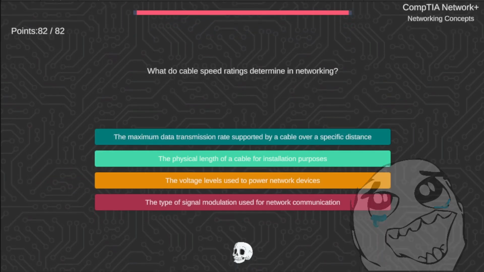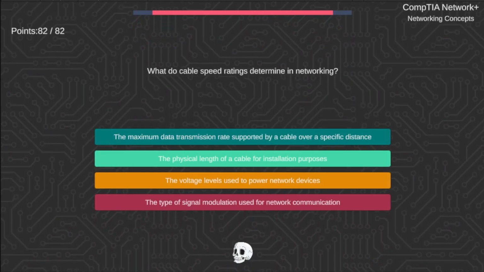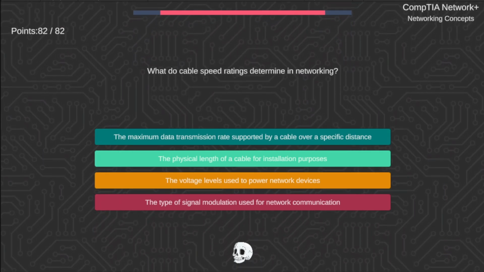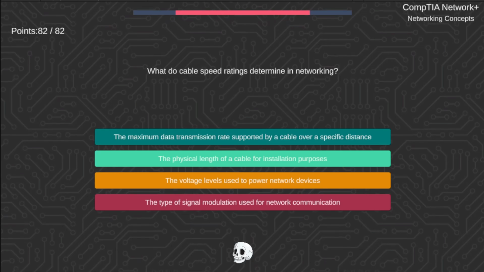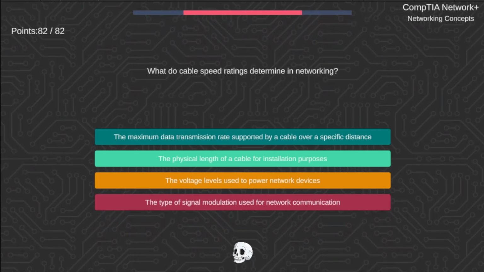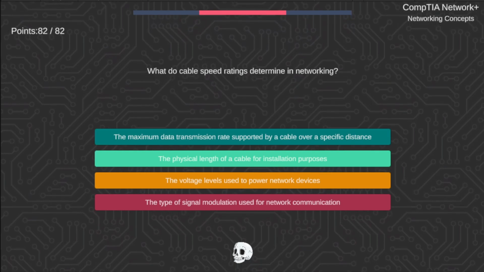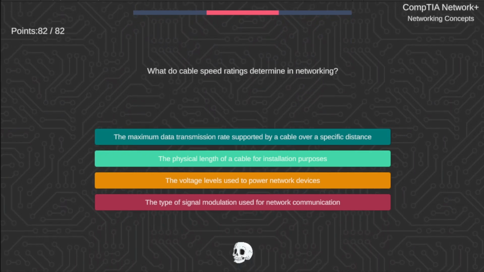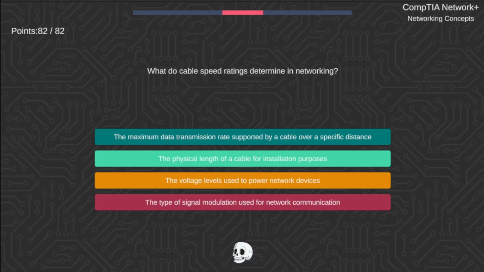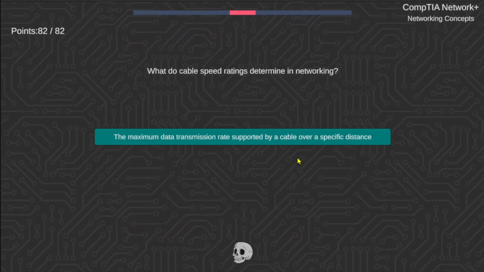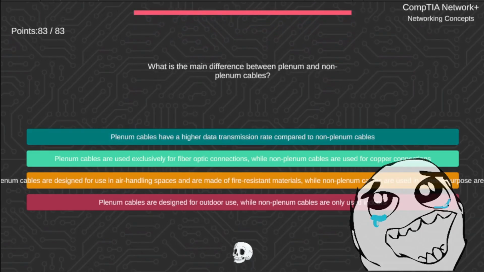use. What do cable speed ratings determine in networking? The maximum data transmission rate supported by a cable over a specific distance, the physical length of the cable for installation purposes, the voltage levels used to power network devices, or the type of signal modulation used for network communication. Cable speed ratings. Correct answer is the maximum data transmission rate supported by a cable over a specific distance.